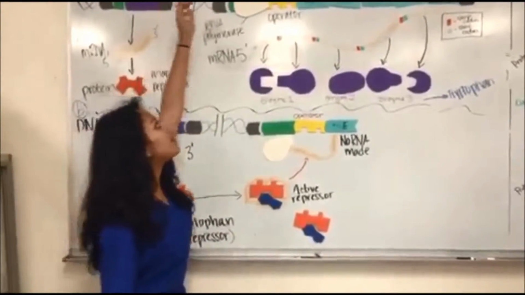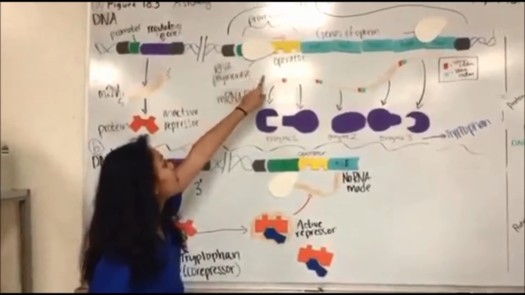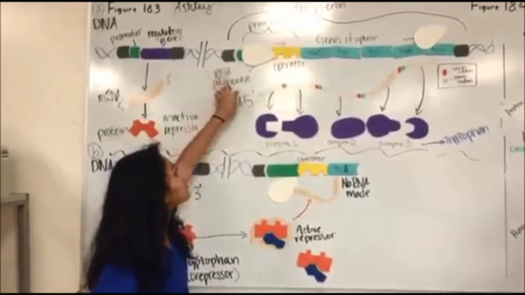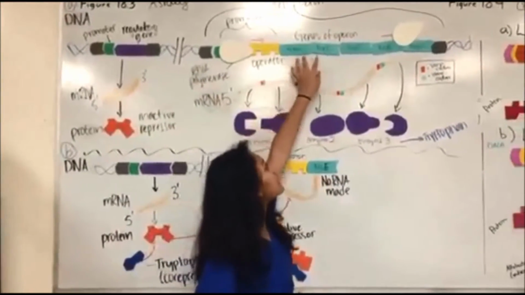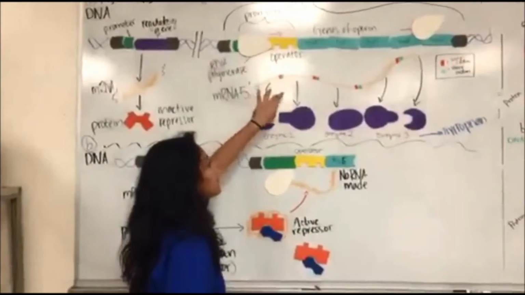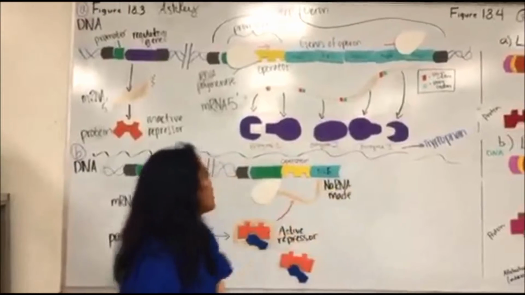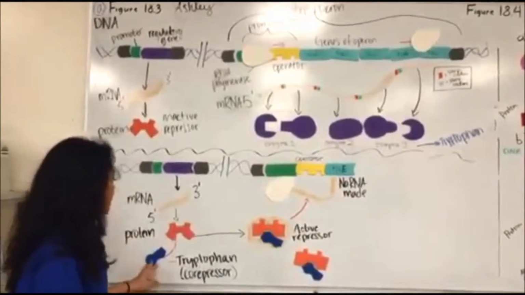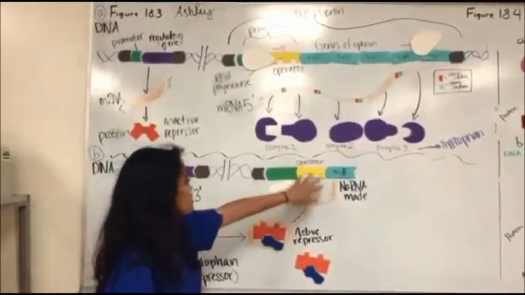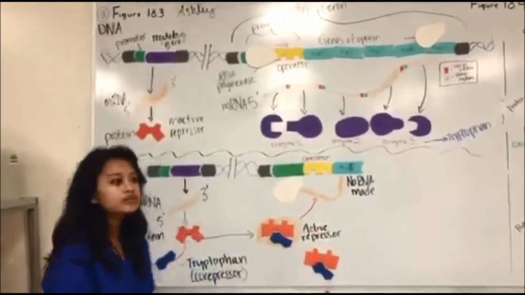There's the TRP operon, and that has the promoter right here. And since the operator is always active, because there's no repressor, the RNA polymerase can make genes, and when you make genes, they make mRNA, and that mRNA makes these proteins, and then these proteins make tryptophan. And then once there's enough tryptophan, it binds with this protein, making it an active repressor, which then binds with the operator, stopping the RNA polymerase from making mRNA.